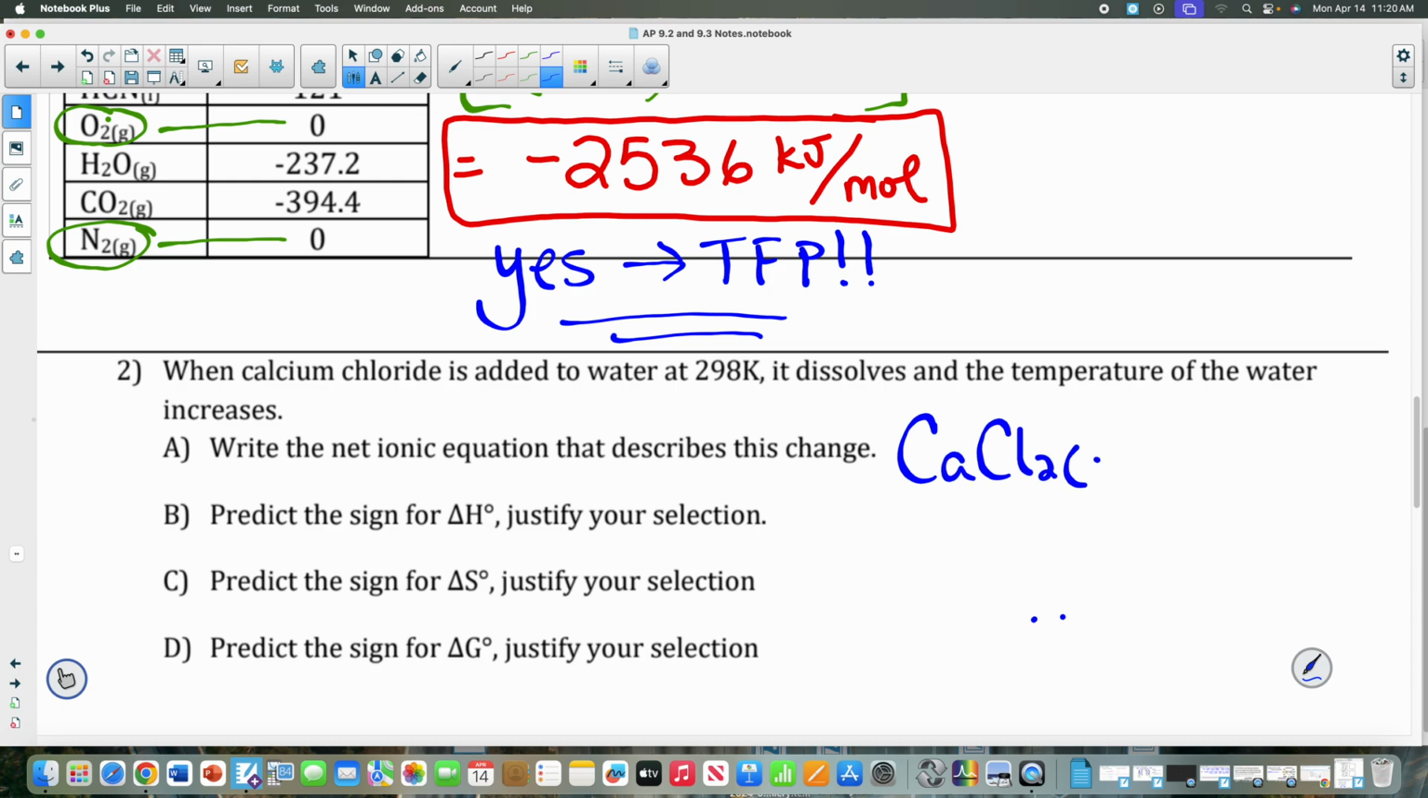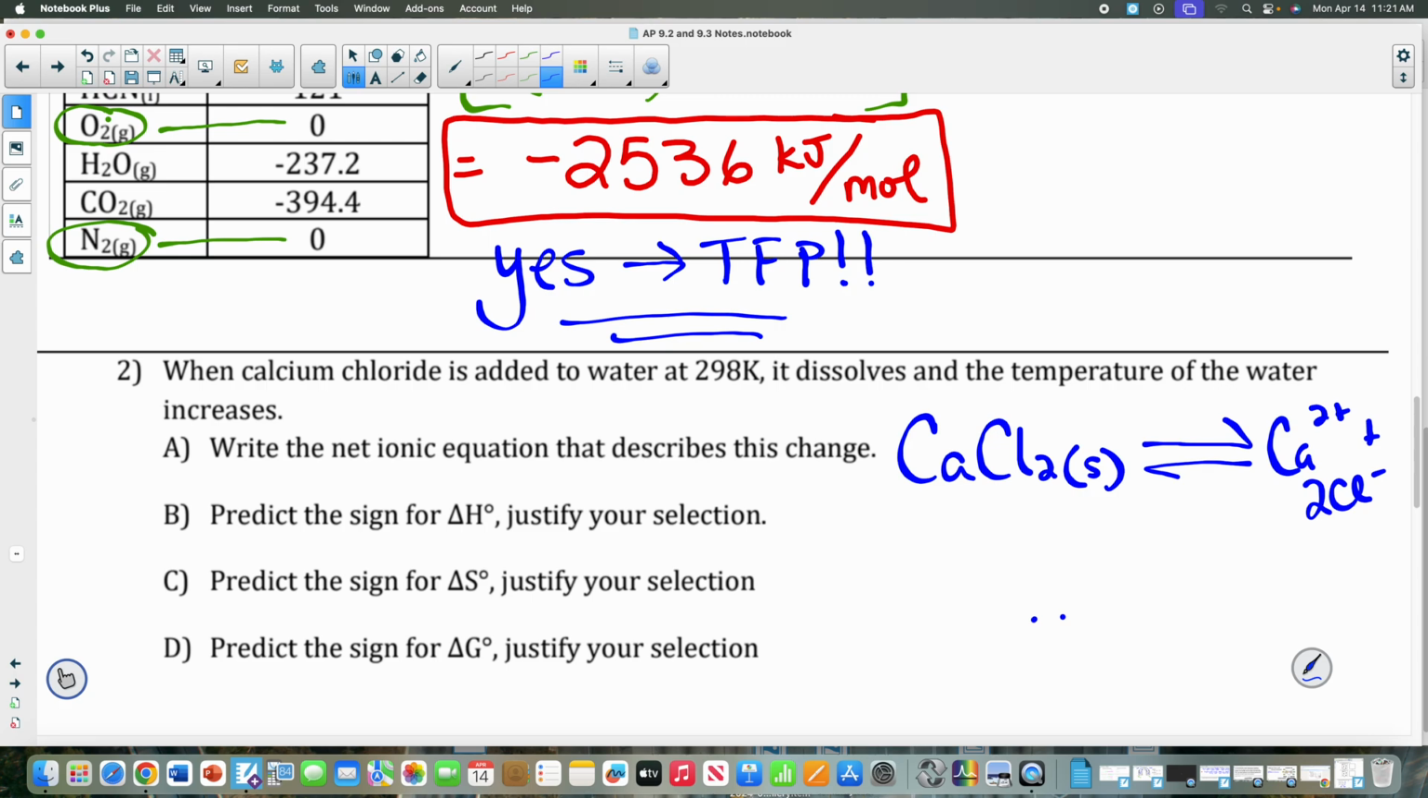CaCl2. Solid. When it dissolves, what do I get? Ca plus 2, that's right, Audrey. Look at you go. And? 2 Cl. Yay! 2 Cl minuses. That's right. Good jobbers.